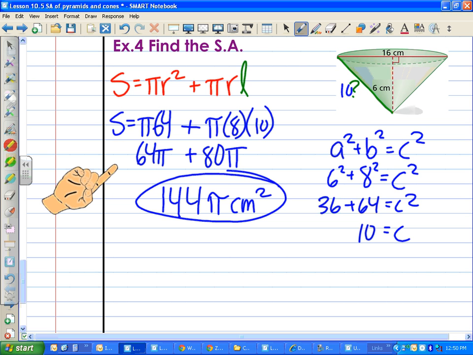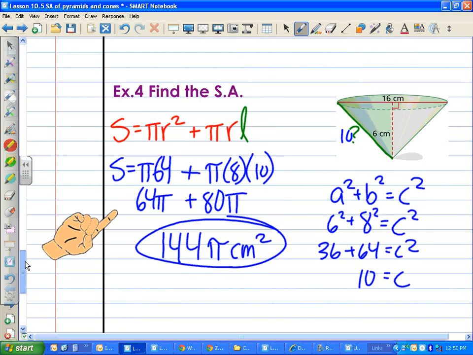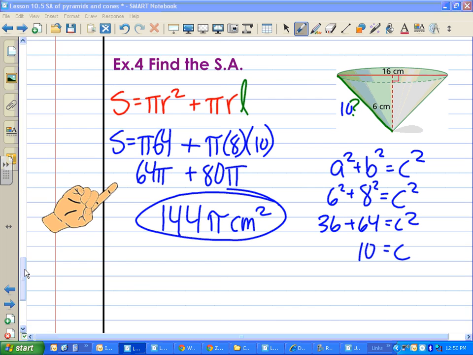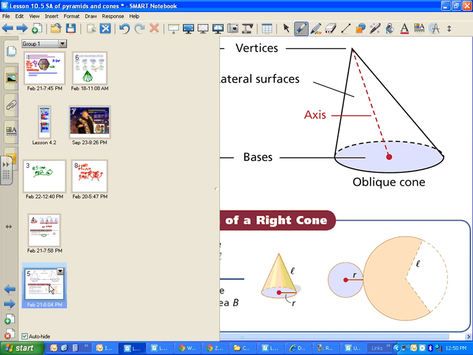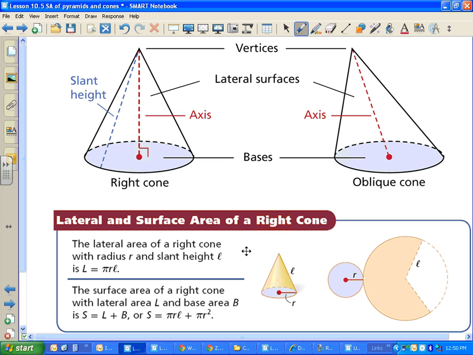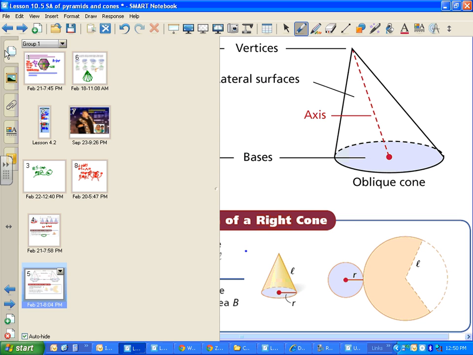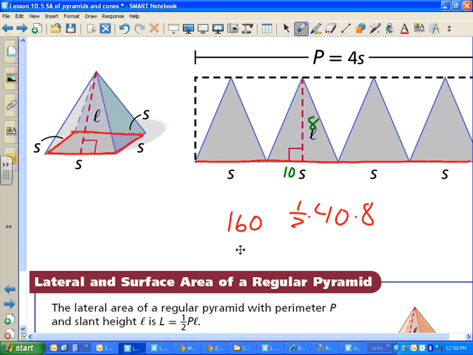Okay, the cone is a little bit easier, I think, than the pyramid, right? And that's it for this one, guys. Really, there wasn't too much left. Again, this is what you guys had. So we just went over this one today, and we went over area of a pyramid. Okay, you should be pretty good with those.